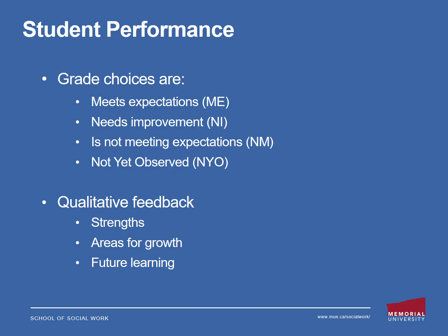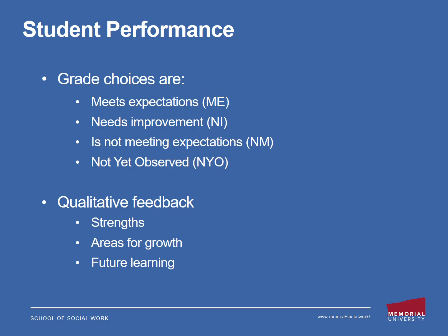The grading choices for the midterm and final evaluations includes meets expectations, so that's ME, needs improvement, or NI, is not meeting expectations, NM, or not yet observed, NYO. In terms of meeting expectations, we know that students are consistently demonstrating an acceptable level of theory and skills, creativity, critical thinking, analytical skills, communication skills, professional and ethical behavior. In terms of needs improvement, the student is demonstrating a minimum level of theory and skills, creativity, critical thinking, analytical skills, communication skills, professional and ethical behavior.